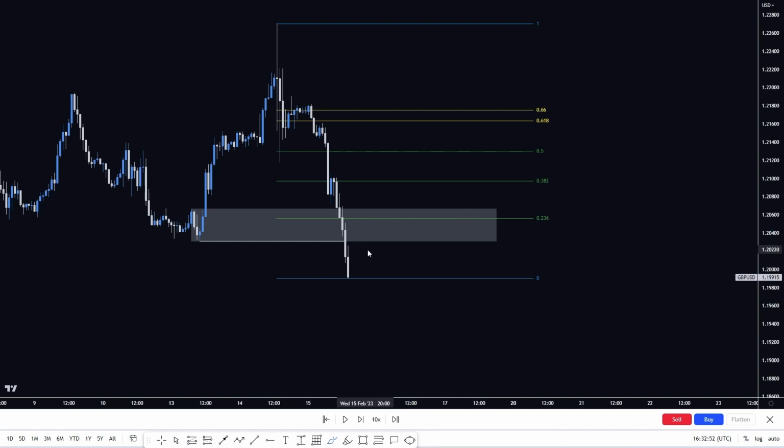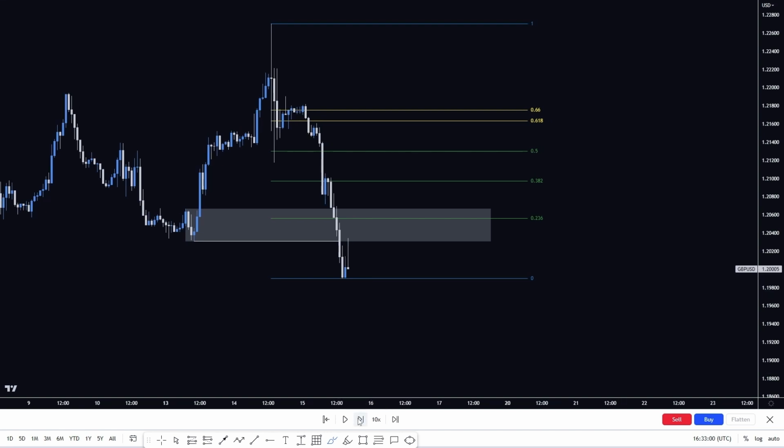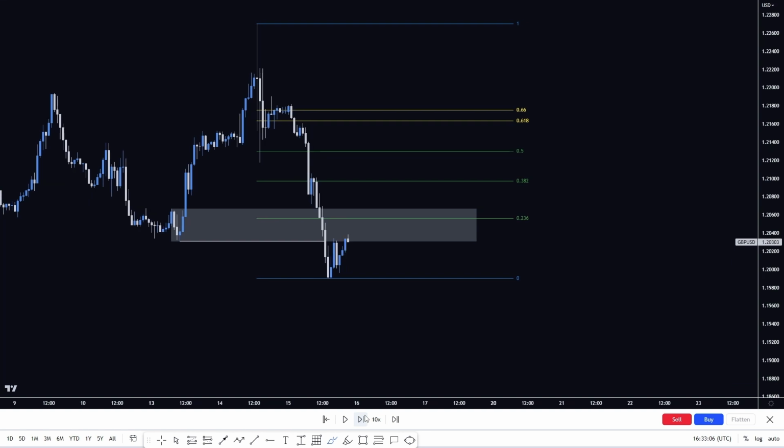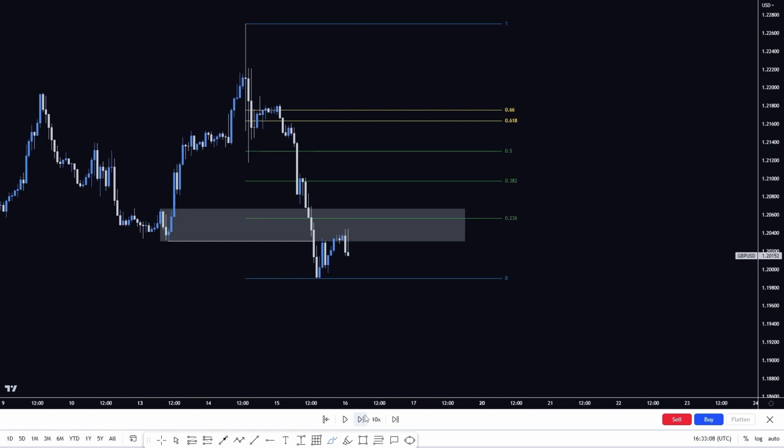So what we're going to do is play price out now, and we're just going to see if there's any reactions to this zone, and look for potential trade ideas. So, price starts to react, and we do come up into this area. Great. Pulls back down. Messes around a little bit.